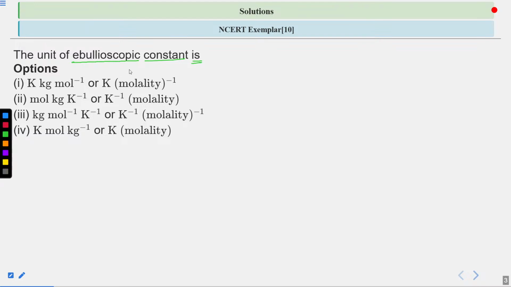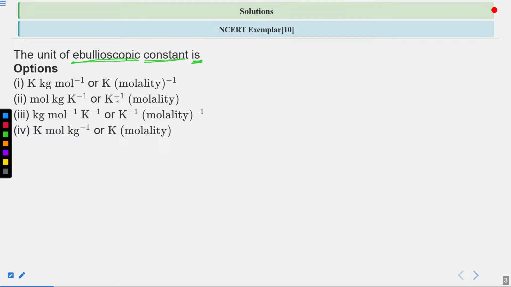Okay, so this is our first question from the NCERT Exemplar number 10, and the question asks that the unit of ebullioscopic constant is. So you have to tell the unit of ebullioscopic constant. Now, what is the ebullioscopic constant? It is basically Kb. Okay, K subscript B.